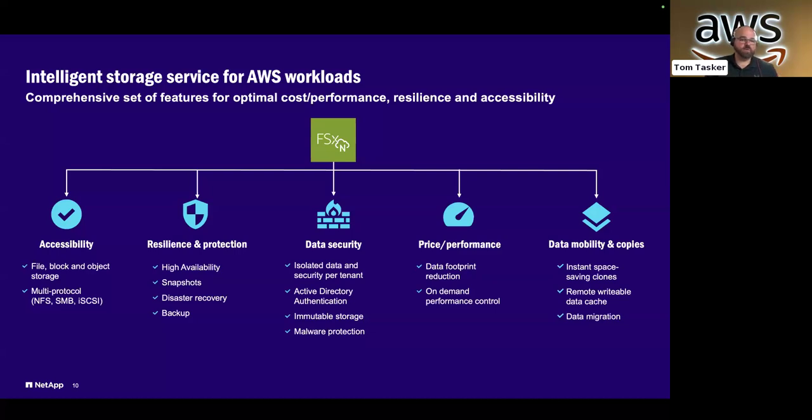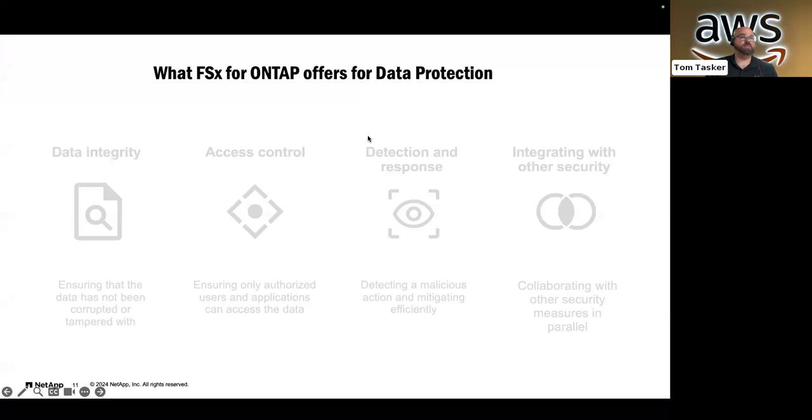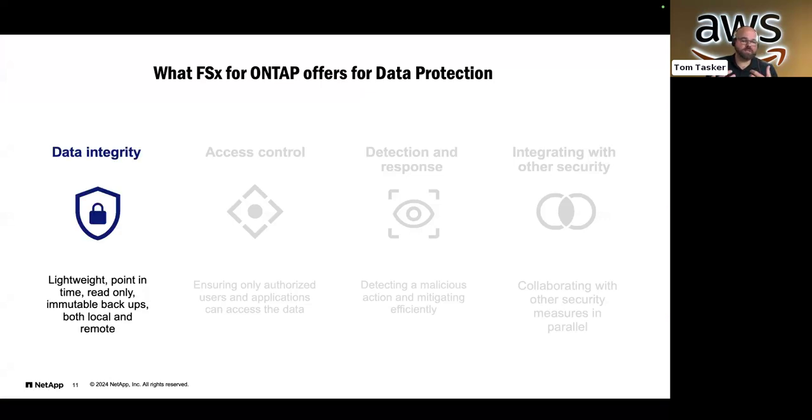So as for the rest of the presentation, how are we going to approach all of these things in terms of what FSx for ONTAP offers for data protection? We'll take a look at data integrity. Again, we're going to use those snapshots to allow us to create, and this is crucial, read-only, immutable backups, both local and remote. That's super important because it gives us the ability to have the data where we need it and protected how we want it at the same time.